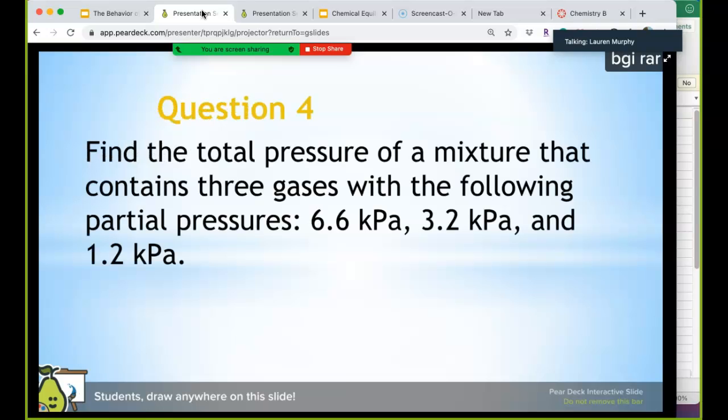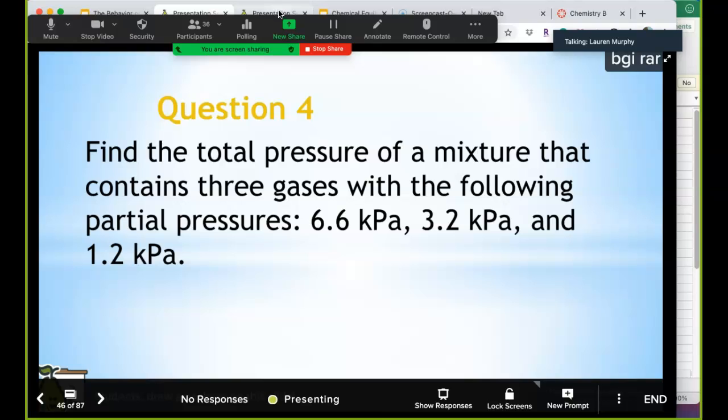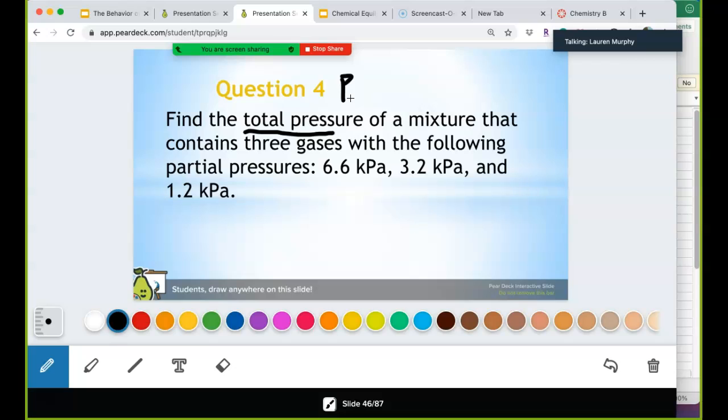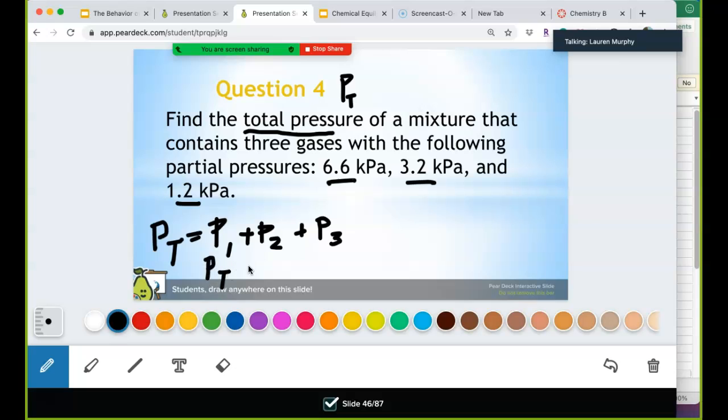Let's try again. Find the total pressure. So that's the total pressure of a mixture that has 3 different gases, and they don't tell you who they are, but they give you their pressures. Well, total pressure is going to equal the pressure of the first gas plus the pressure of the second gas plus the pressure of the third gas. So we're just literally adding all these numbers together. Total pressure equals 6.6. Remember, kPa stands for kilopascals, plus 3.2 plus 1.2.